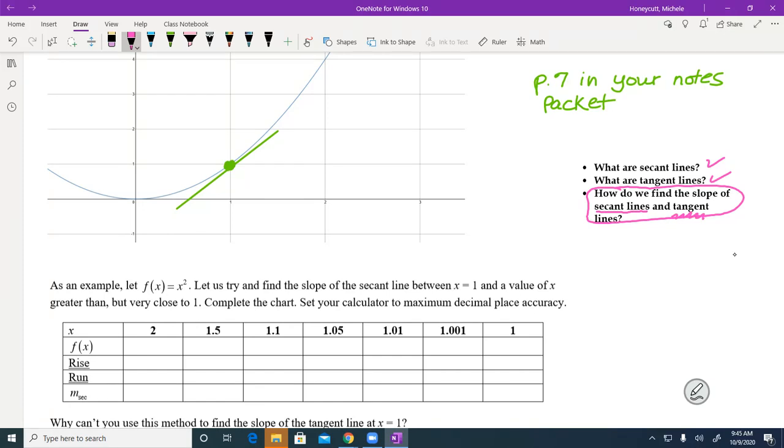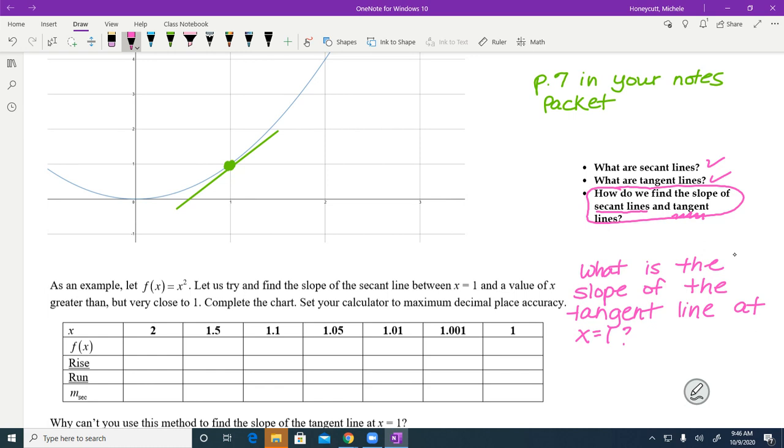Now the problem with tangent lines, and by the way, if you turn back to page 7 in your notes packet, you'll see this table here. And it says, as an example, let f of x equal x squared. So I've graphed x squared. And let us try to find the slope of the secant line between x equals 1 and the value of an x. So eventually, we're going to be answering this question: what is the slope of the tangent line at x equals 1? So eventually we'll be answering what's the slope of this line right here that's tangent at the point x equals 1.